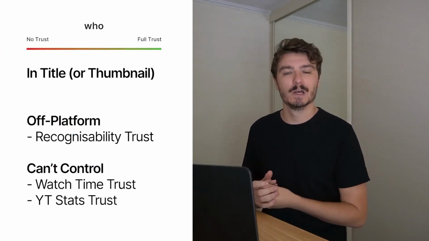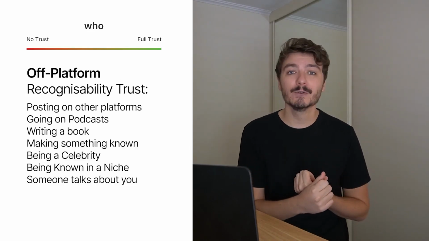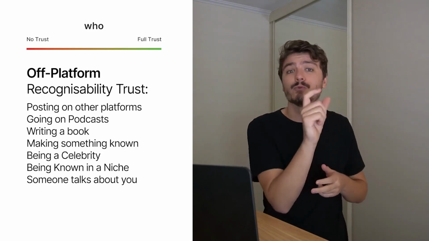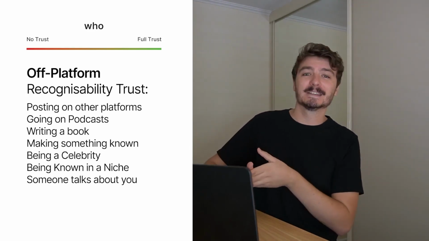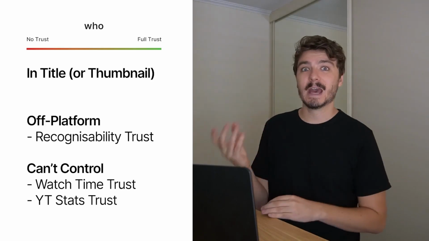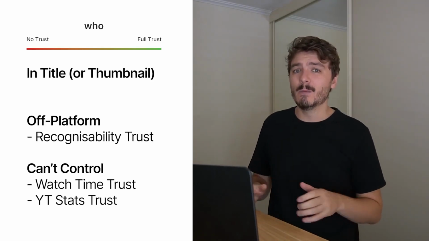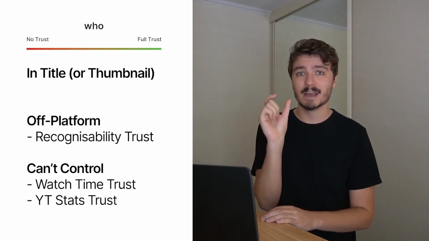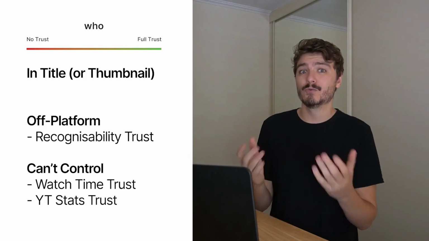There's a few different ways to get recognizability, but it typically comes from off platform or at least off channel. That could be posting content on other platforms. That could be going on podcasts. That could be writing a book and people recognize that name. That could be being a celebrity or being known in your niche. Whatever it is, that is one you can control. Now, I don't recommend you focus on that one, but I did want to mention it because it does affect how much people trust a video when they see it based on recognizability.